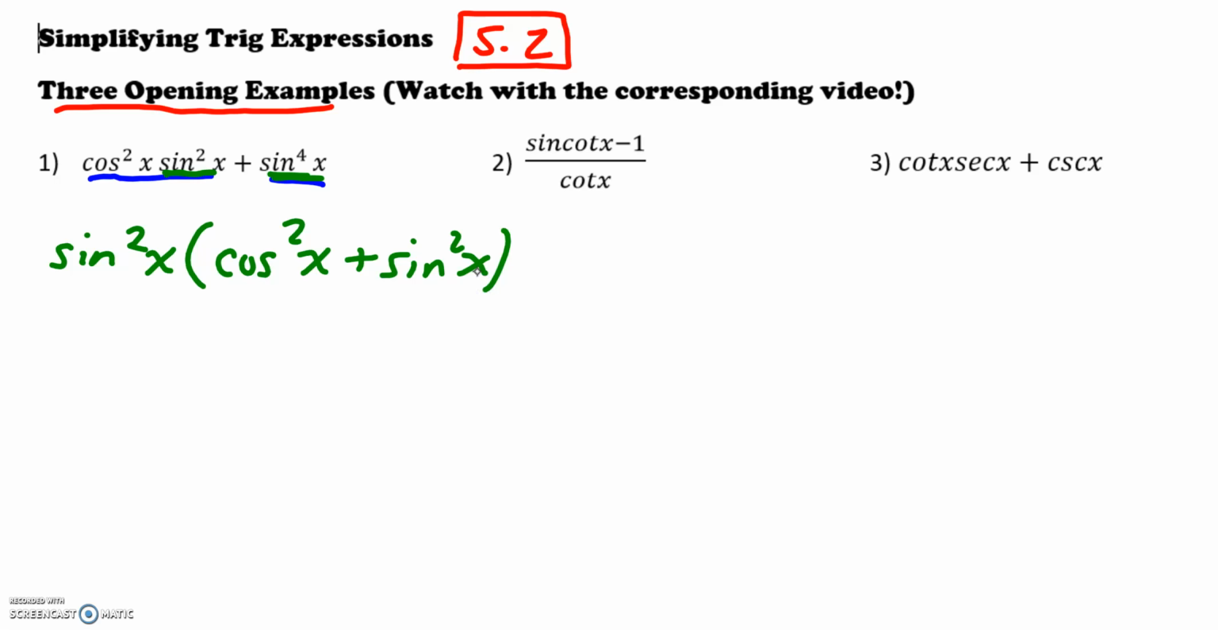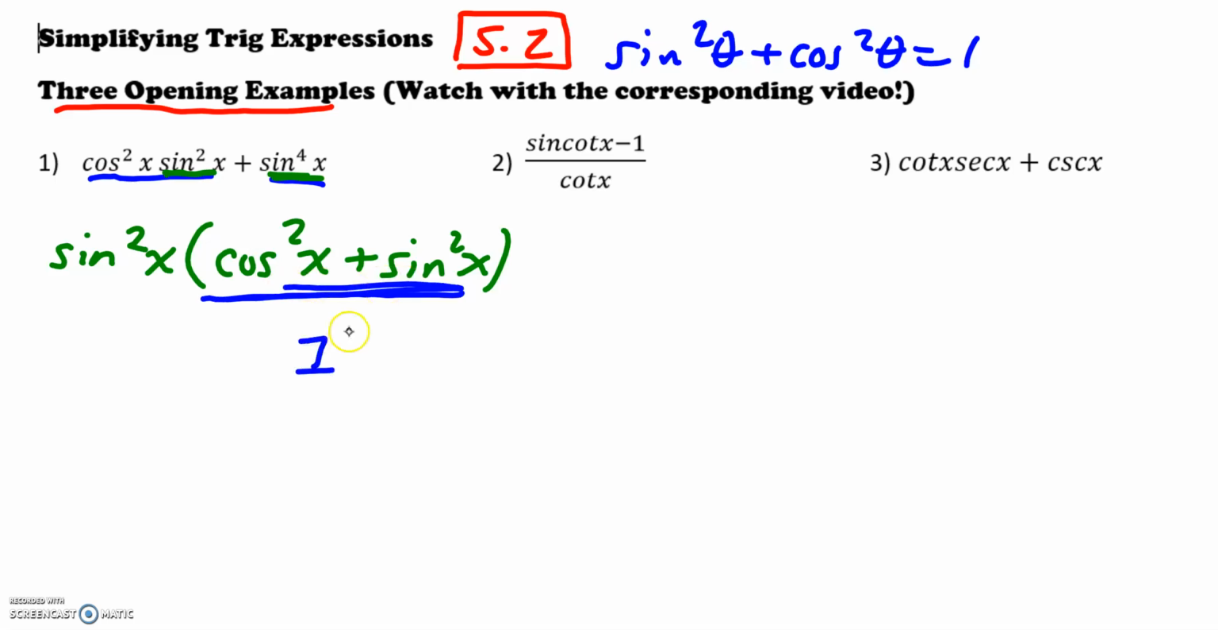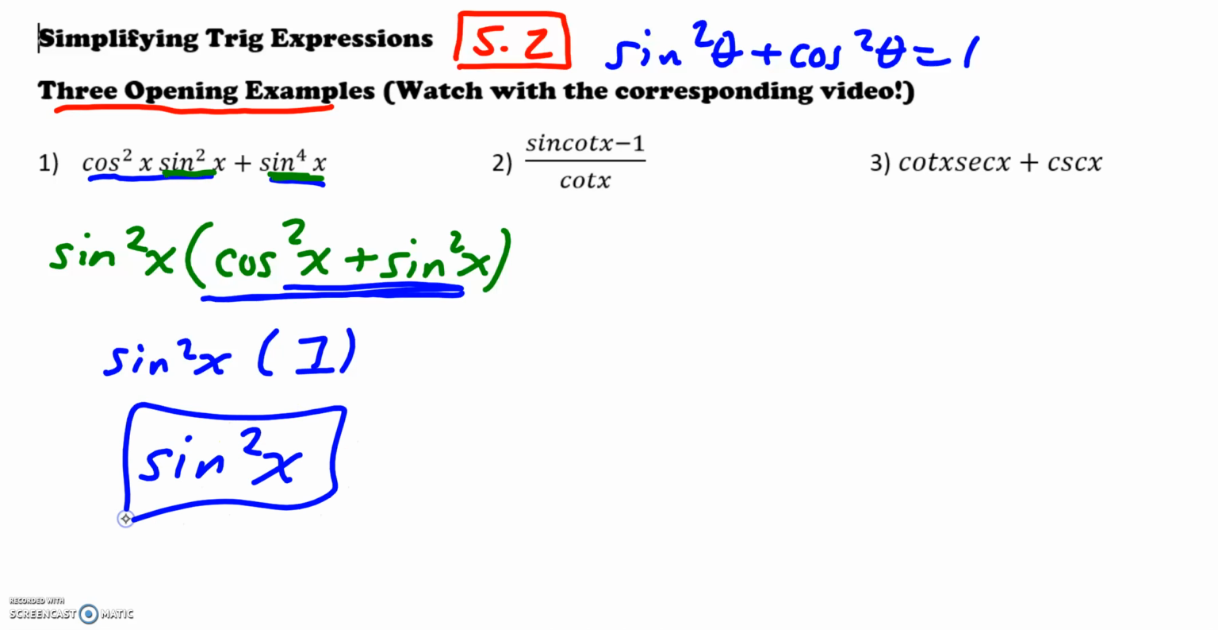And so after I took out the GCF, I take a look at what's left over inside the parentheses. Now, you might remember that there is a Pythagorean identity that's sine squared plus cosine squared equals 1. So I'm going to write this up here on the top. Sine squared theta plus cosine squared theta equals 1. So this entire expression can be replaced just with 1. That is multiplying sine squared x. So your answer is just sine squared x. We reduced it to a single trig function.